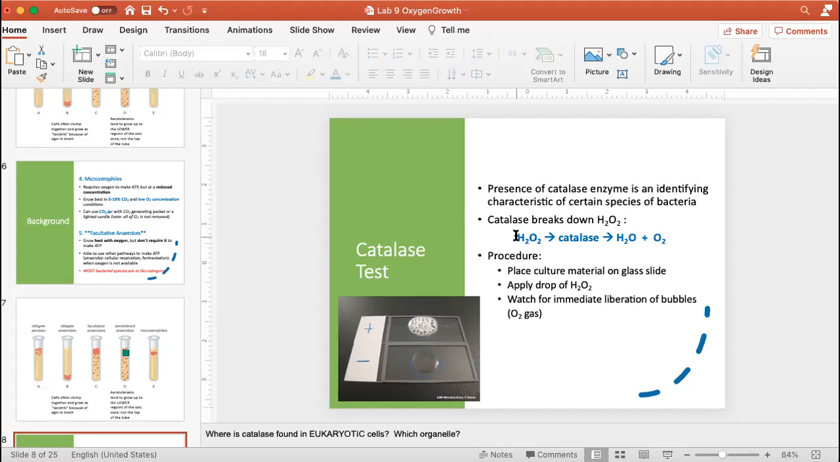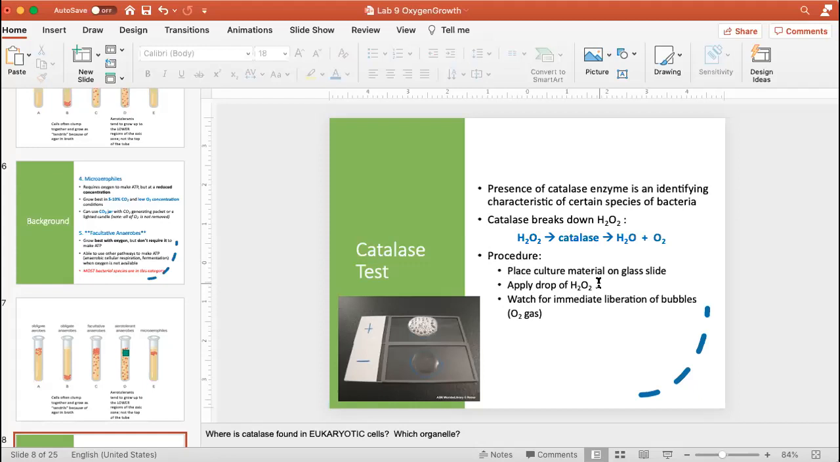What you do is you take a glass slide and you place a little bit of culture material in the center of the slide with your inoculating loop. You can take some cells out of a broth tube, or you can pick up some colonies off of an agar plate. Either way, you just want to spread the cells in the middle of your slide. Then you're just going to put a drop of hydrogen peroxide on top of those cells. So again, very easy to do this.